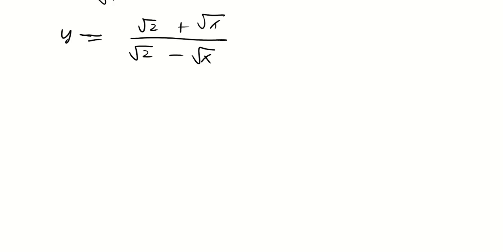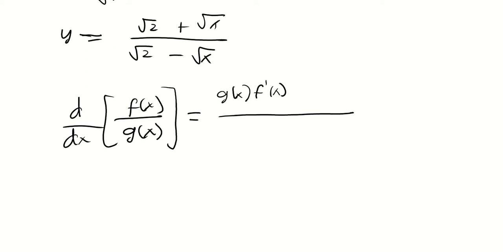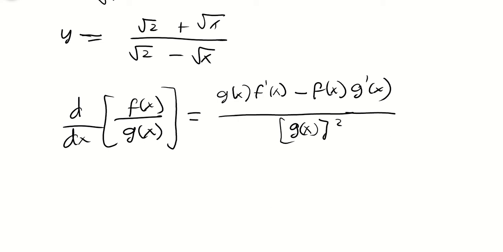So remember the quotient rule. The derivative of the quotient of a certain function f of x, which you divide by another function g of x, is just equal to: low d-high, low is g of x times the derivative of high, f prime x, minus high, f of x, times the derivative of the low, d-low, g prime x, all over low squared, g of x squared. To apply this rule, we need to know f prime x and g prime x.